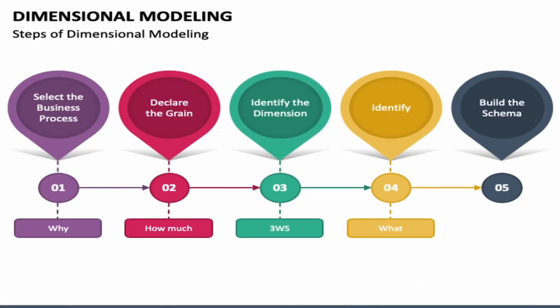All right, now that we've covered schemas, let's talk about how to actually build a dimensional model. It's not as complicated as it sounds. Just follow these 5 steps and you'll be good to go. Step 1, identify the business process.